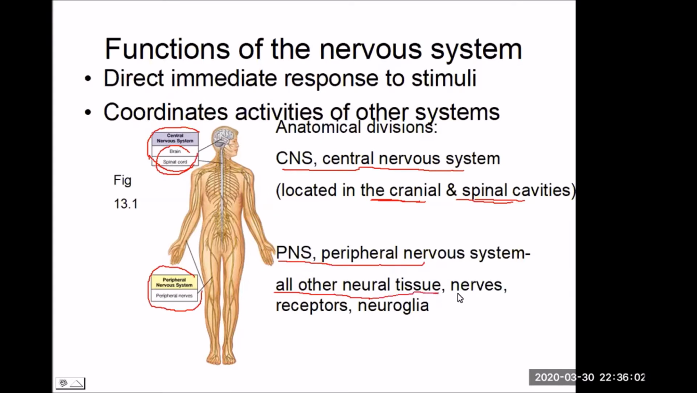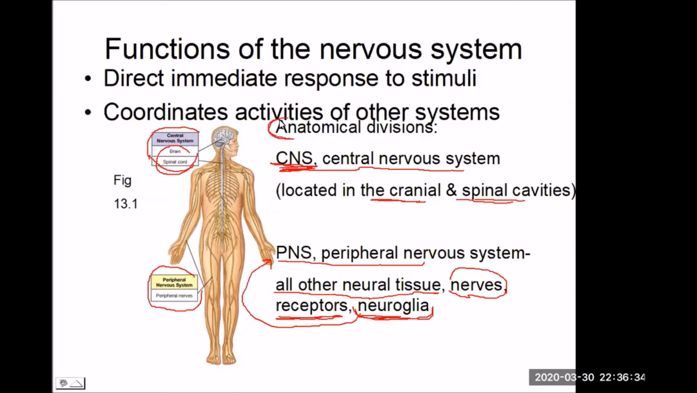So what's included? Well, nerves that are, say, on your arms and legs, the receptors we learn, for example, in the skin, a tactile corpuscle. And you see the term here, neuroglia, not to be confused. There's certain neuroglia that are only in the PNS, but there's also some neuroglia that's only located in the CNS. So as far as the anatomy, that's the simple breakdown, central nervous system versus peripheral nervous system.